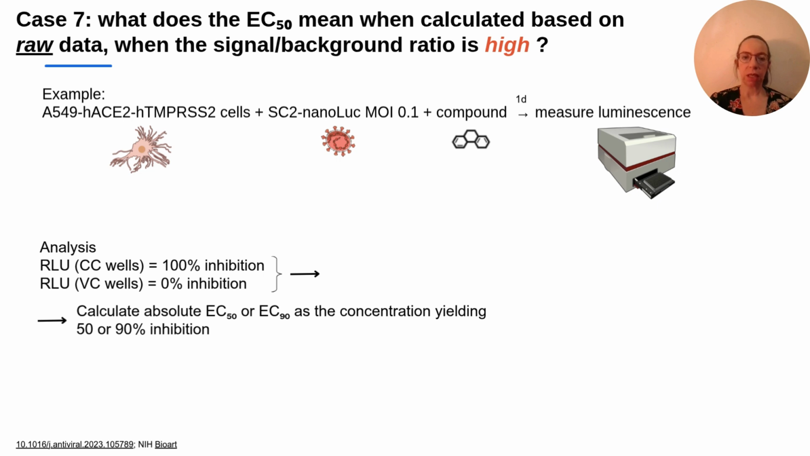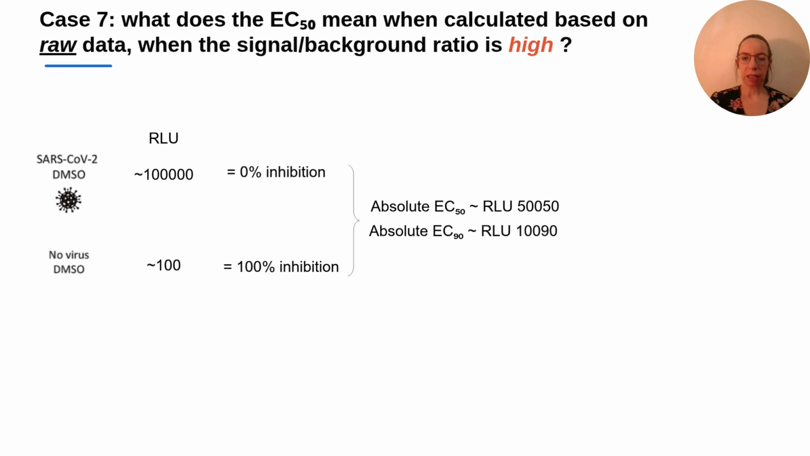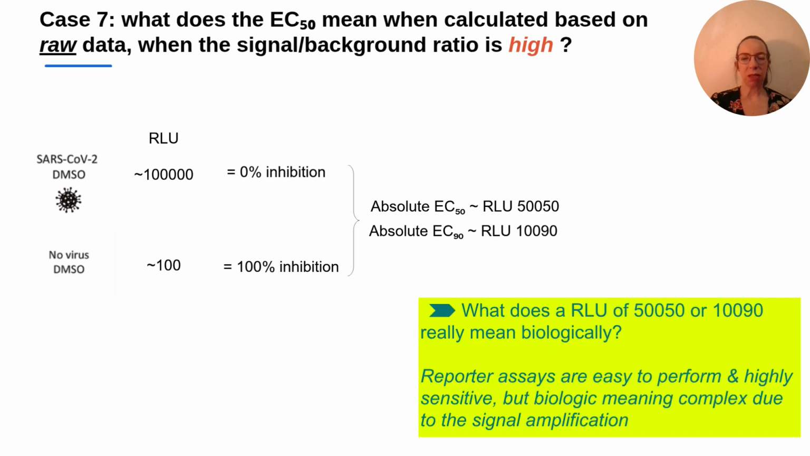In such an assay, a typical mean RLU of VC wells is around 100,000, while a typical mean RLU of CC wells is around 100. With that, the absolute EC50 will correspond to a mean RLU of 50,050, and the absolute EC90 will correspond to a mean RLU of 10,090. Now, what does it really mean biologically to measure a mean RLU of 50,050 or 10,090?